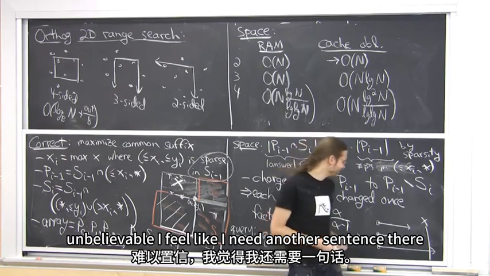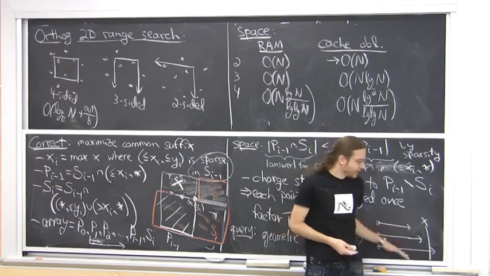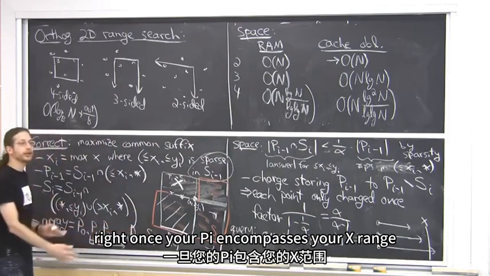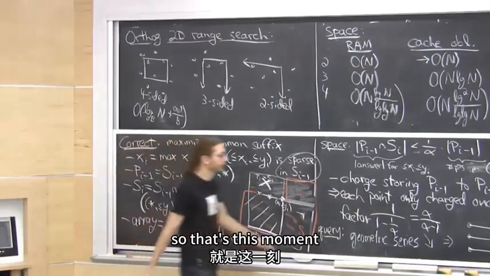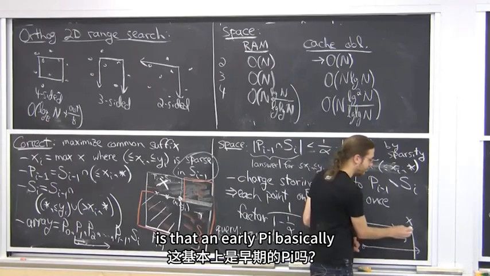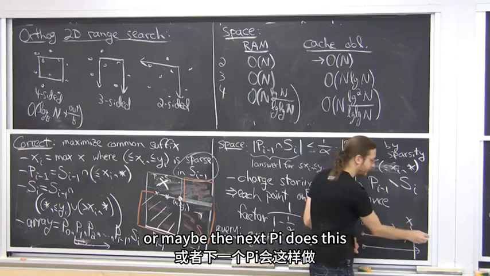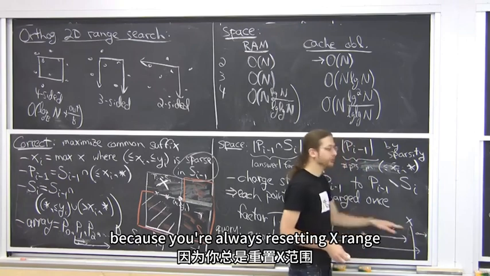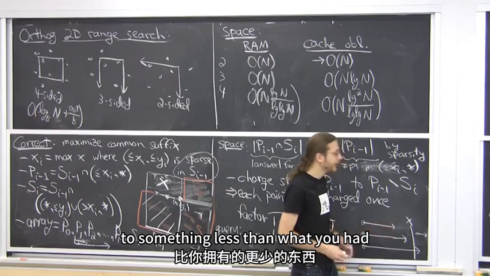I feel like I need another sentence there. Once your PI encompasses your x range, that's going to have your answer. Then you're done. So that's this moment. And so the only worry is that an early PI, or maybe the next PI, does this, and then we do this, or something like this. That never happens, basically, because you're always resetting the x range. And so your x will always start over to something less than what you had.